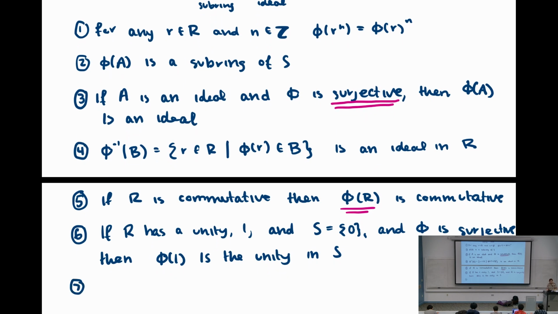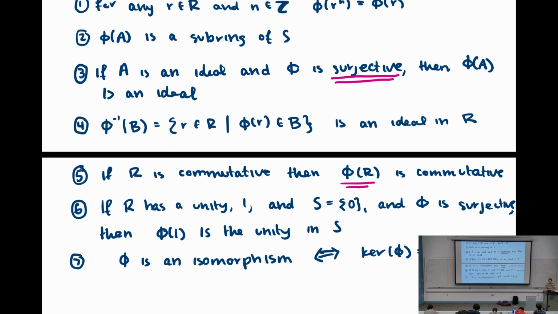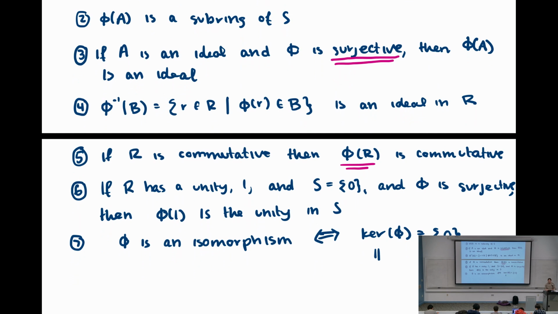Seven, let's rephrase this. So phi is an isomorphism if and only if the kernel of phi is just the set containing 0. I didn't really define this for ring homomorphisms, but maybe you can infer from what we studied about groups. Kernel of phi is those elements r in R that are mapped to 0.